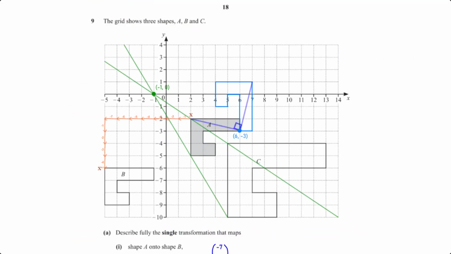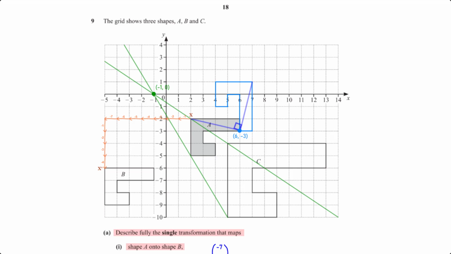The grid shows three shapes, A, B, and C. Describe fully the single transformation that maps shape A onto shape B. When we look at shape A and its image, shape B, we can tell straight away that this is a translation because both shapes have exactly the same size and orientation. The only difference is that they are located on different parts of the grid.